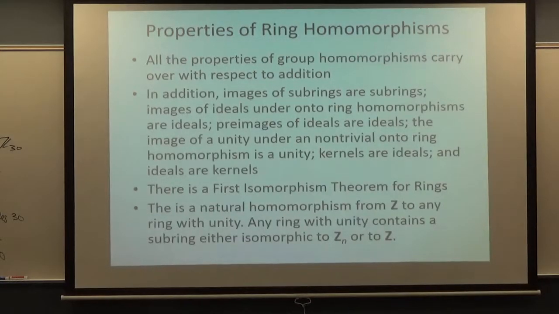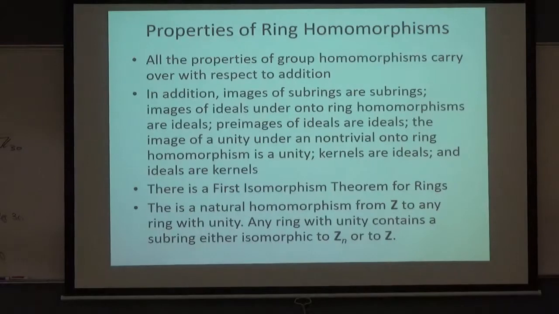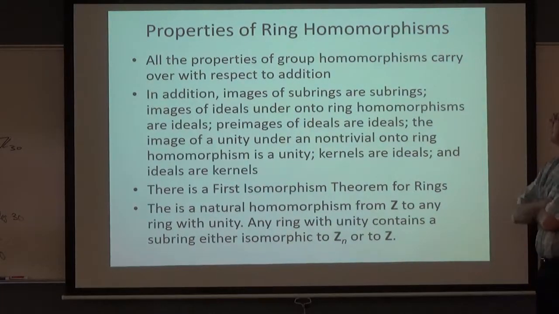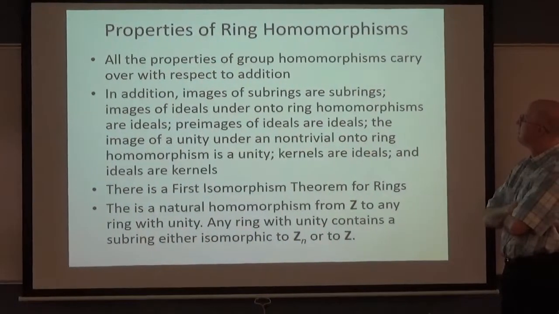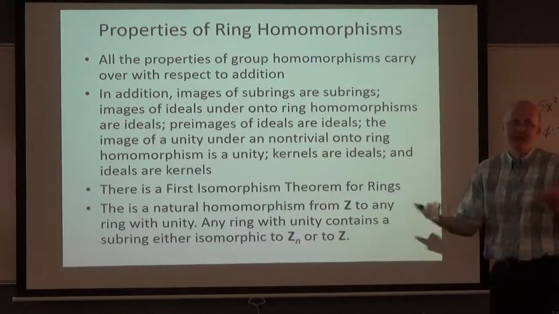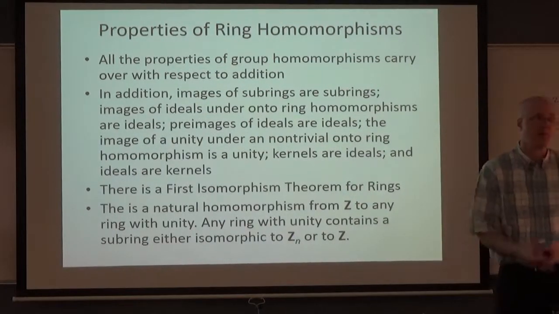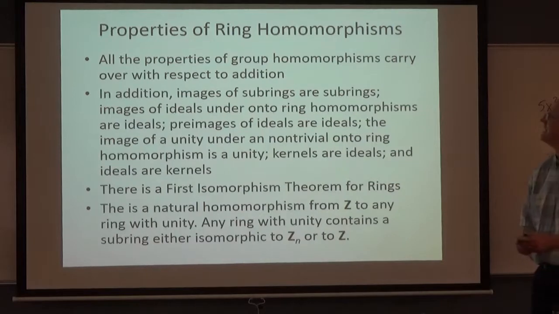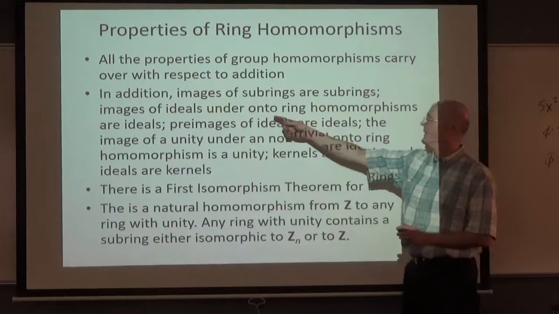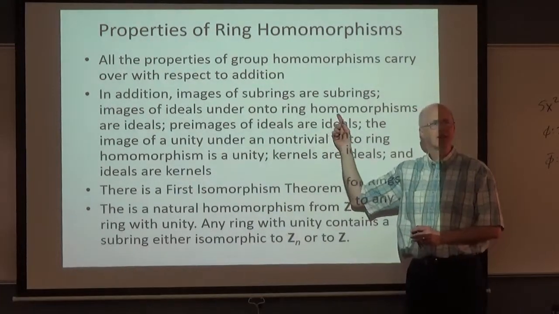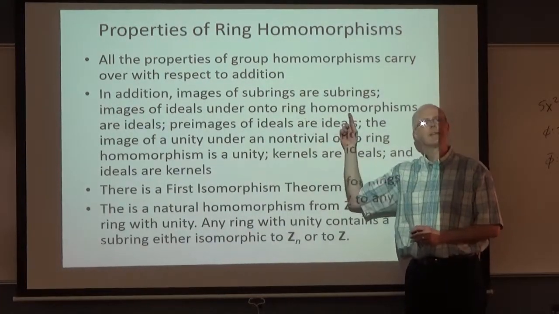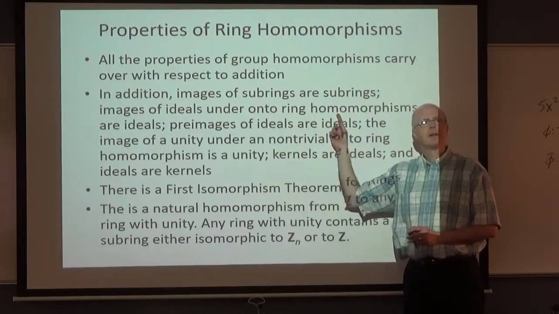Similar kinds of other properties of ring homomorphisms. All the properties of group homomorphisms carry over with respect to addition because, again, ring homomorphisms are group homomorphisms under addition. In addition, I mentioned these quickly last time. I'll mention them quickly again today. Images of subrings are subrings. Images of ideals onto ring homomorphisms. You might want to think about this one. That might make a good test problem, I'm thinking. It's a possible test problem.